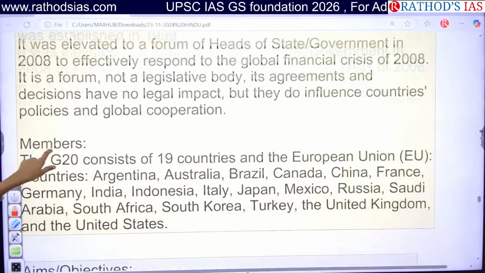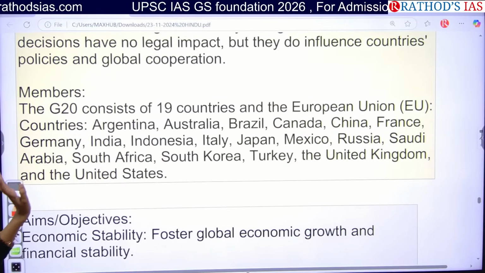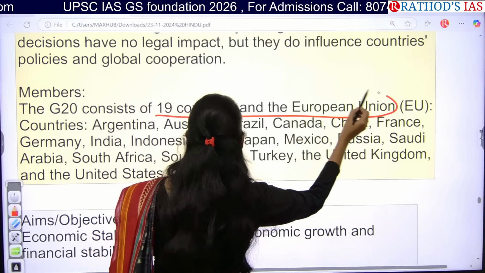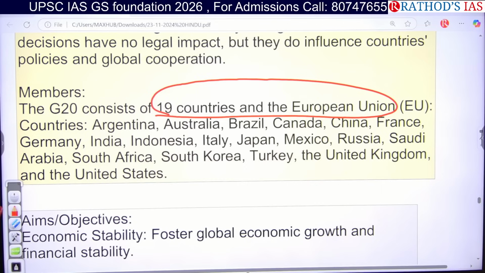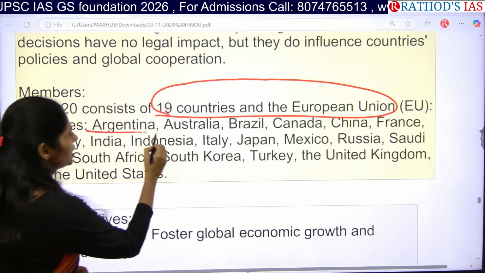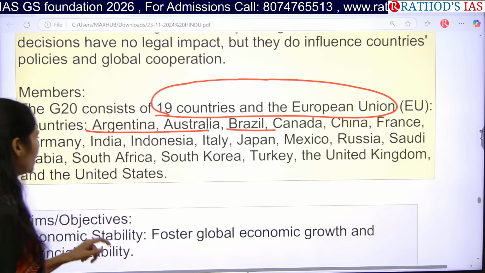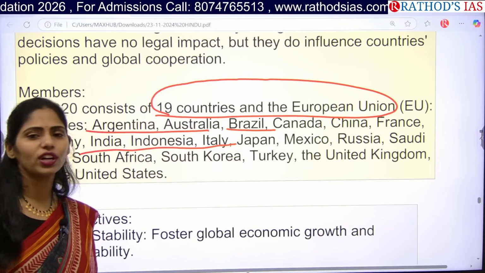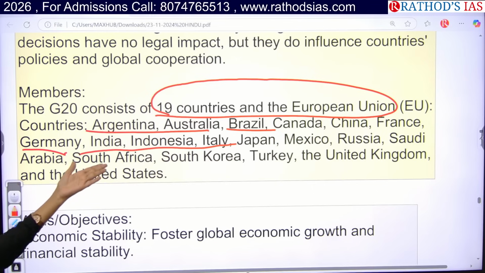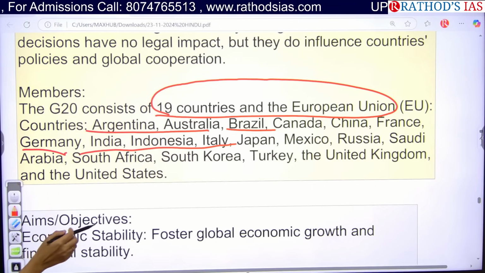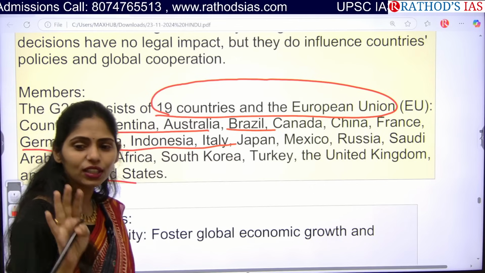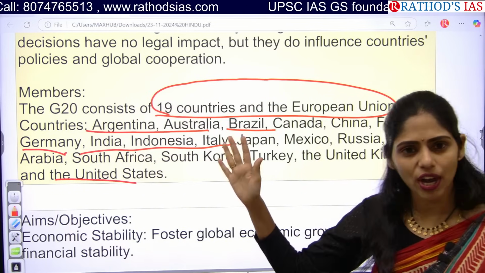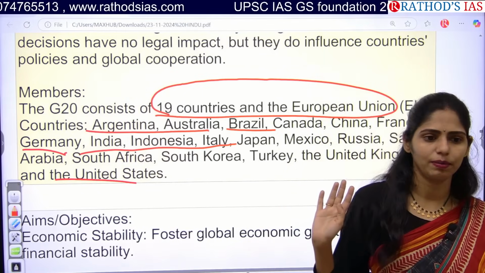And here you have to remember the countries which are part of this G20 group. There are 19 countries and the European Union that are part of this G20. The countries are Argentina, Australia, Brazil, Canada, China, France, Germany, India, Indonesia, Italy, Japan, Mexico, Russia, Saudi Arabia, South Africa, South Korea, Turkey, UK and US. If you see the world map and see continent-wise which are the members of this G20, you can easily remember that.